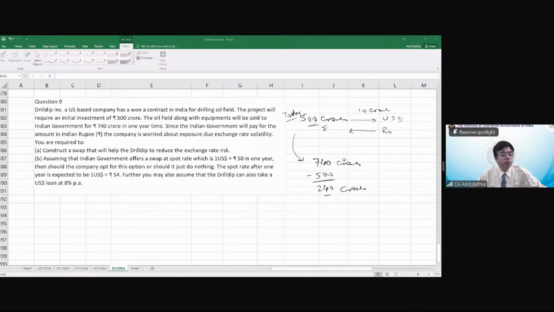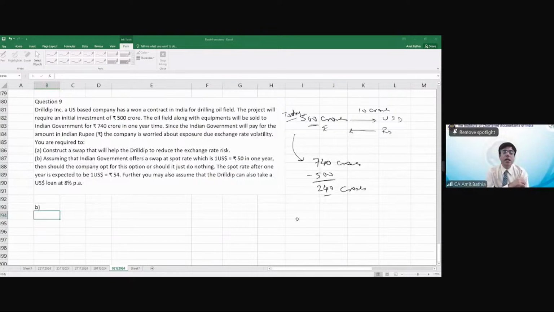Let's do the comparison for this second part. For the B part, remember for the A part, there is a simple swap which you have to construct, right? That you are going to swap your USD loan into the INR 500 crores. And in that case, your dollar obligation is 10 crores, but you got the 500 crore INR that you required. Since the swap already means that you will reverse the position at the end of the year, again I will get 10 crore USD and 500 crores I will have to pay at the prevailing rate, right?